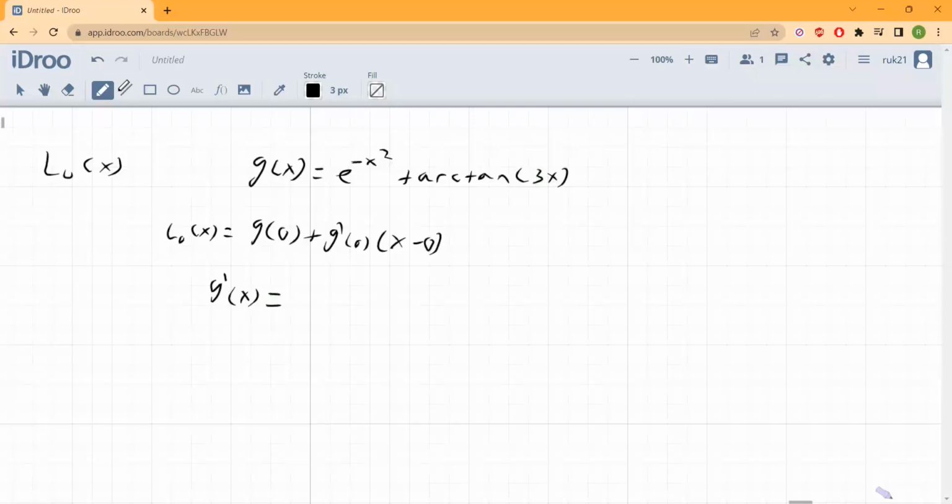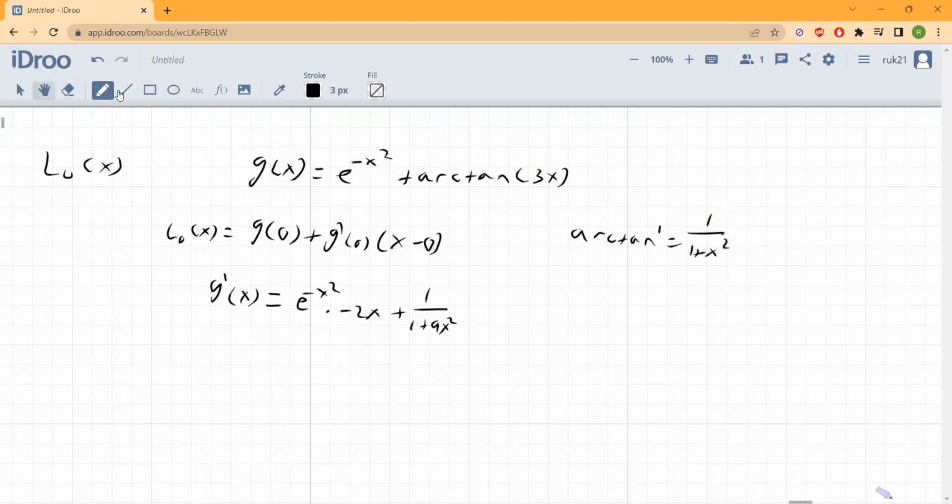So for g prime, we're going to start off with e to the negative x squared. And so what we're going to have here is the chain rule. So it's going to be equal to e to the negative x squared, chained with the derivative of negative x squared, so times negative 2x. Now we're going to take the derivative of arctan of 3x, and that is going to be plus 1 over 1 plus 9x squared, because the derivative of arctan of x is equal to 1 over 1 plus x squared.